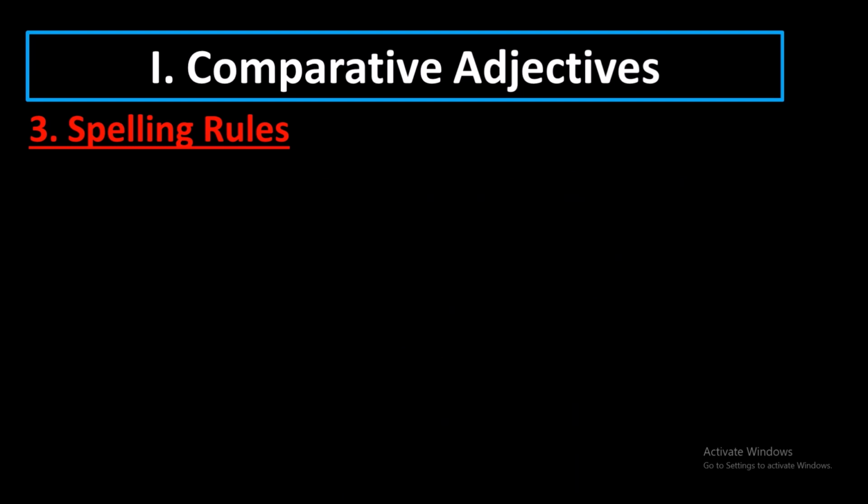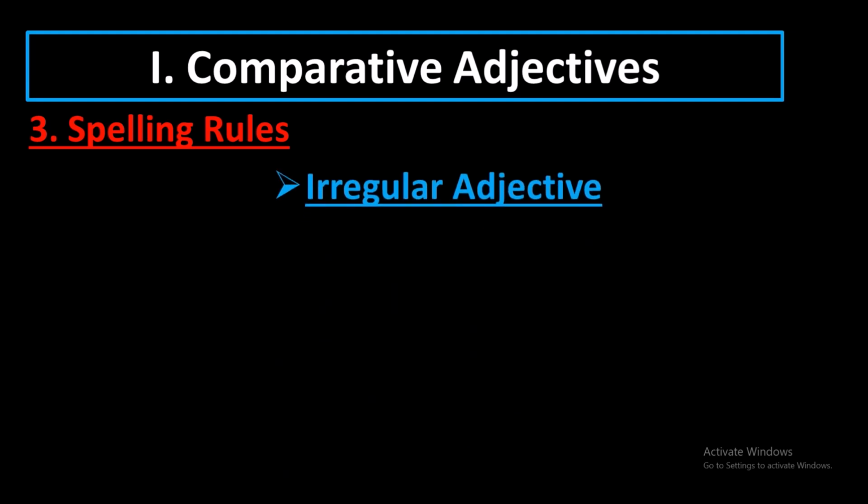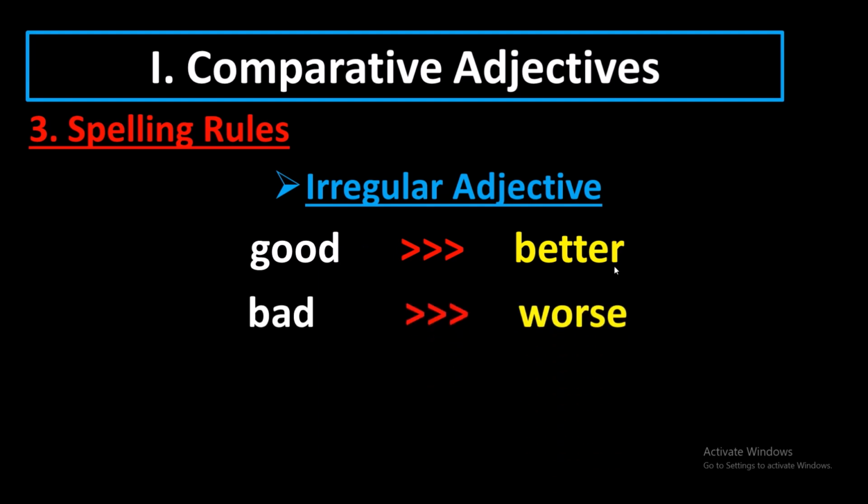Okay, let's move on to another rule here. Irregular adjectives. We do not add anything, but we change the whole word. For example, good, we change to better. We do not say gooder, we say better. Bad, we say worse. We do not say better, we say worse. And another one is far. We do not say farther, we say further. So these three adjectives you have to remember when you compare people or things.